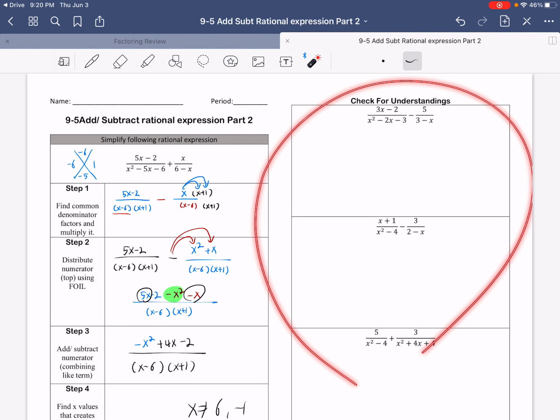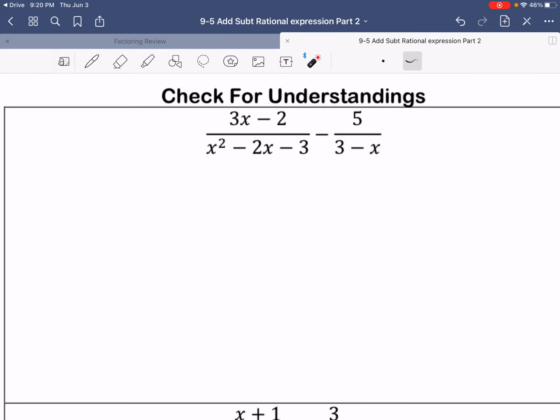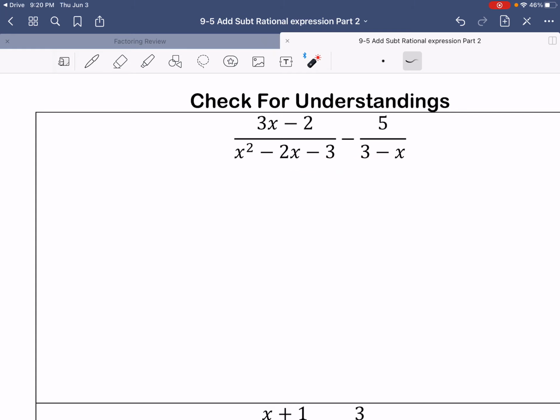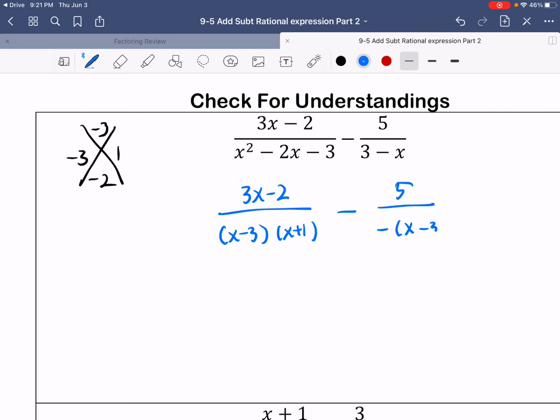So you have these 3 questions that you can do, but let me go over this one so that you can do it, okay? So first, we have this, which we can factor easily. -3 on the top, -2 on the bottom, -3 and positive 1 will give you this fraction. So it's going to be 3x minus 2 over x minus 3, x plus 1, minus 5 over, and as I said, this one can be changed to negative x minus 3, right? What you're doing is switching this to a number and just putting a negative on top of it. It's that simple, okay?